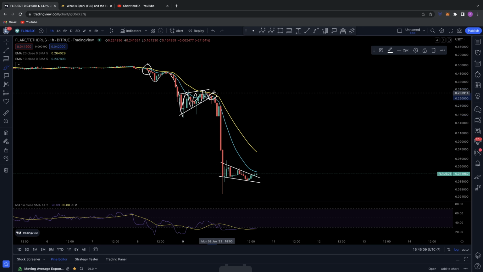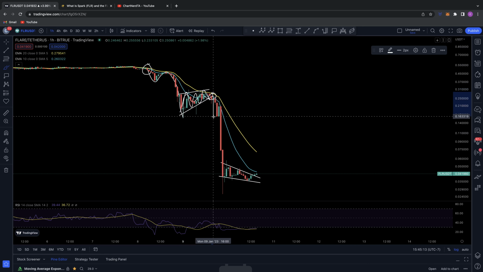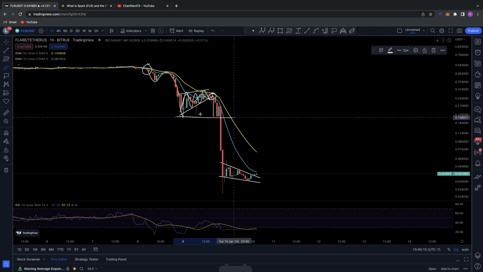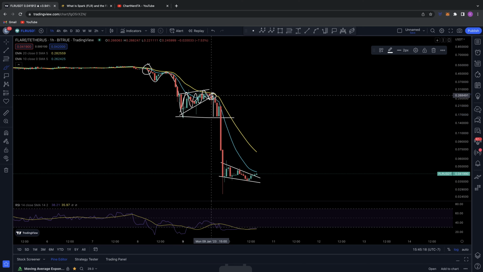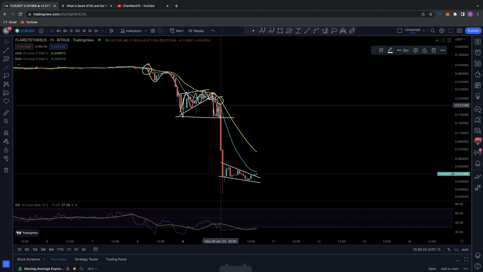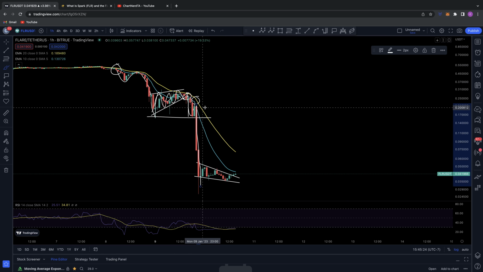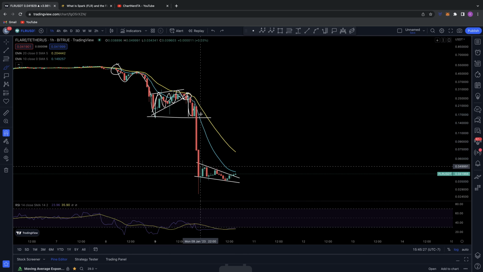Once you lost support and equally got rejected again by the EMAs, you started to put in a new low. Okay, you retraced to this low, and you can see at this point, when you retraced to that low after losing the wedge, you then ran back into the EMAs, met them as a resistance, lost support, and had this huge crash.